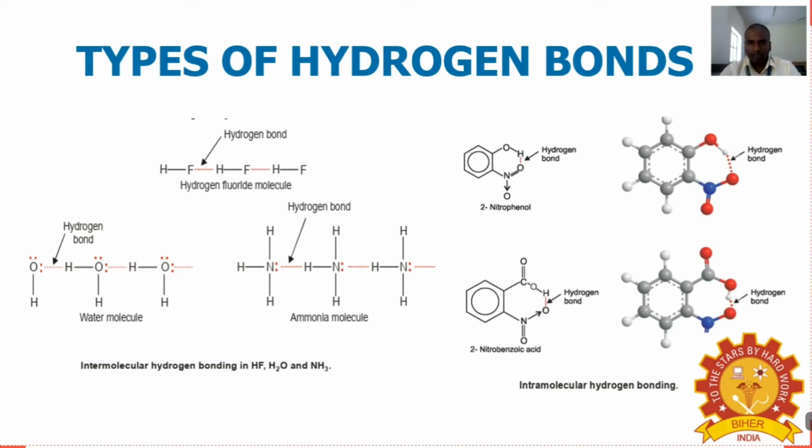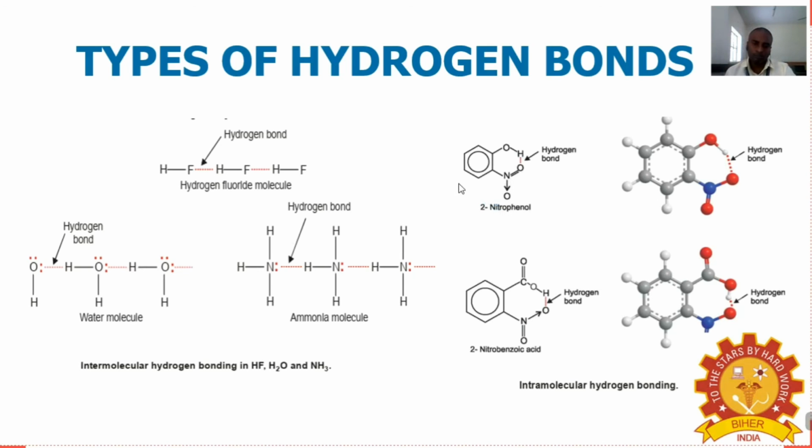These hydrogen bondings are classified into 2 types. One is intermolecular hydrogen bonding, another one is intramolecular hydrogen bonding. Hydrogen bonding between water molecules, ethanol, ammonia, and HCl is called intermolecular hydrogen bonding, because in these molecules the hydrogen bonding arises between individual molecules.